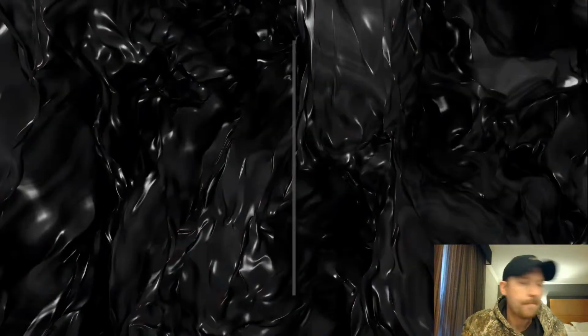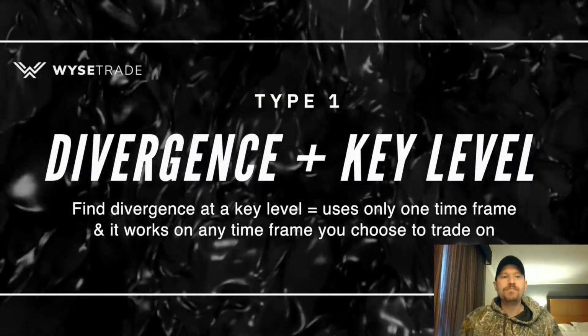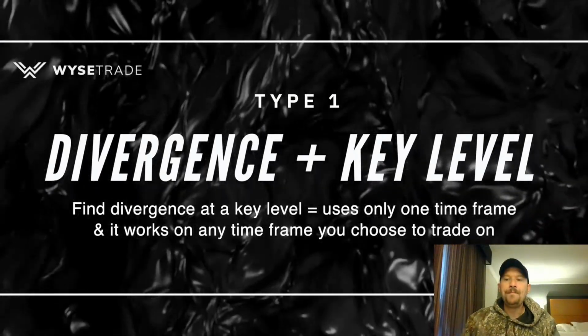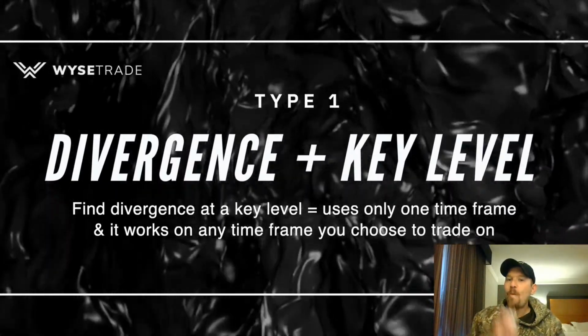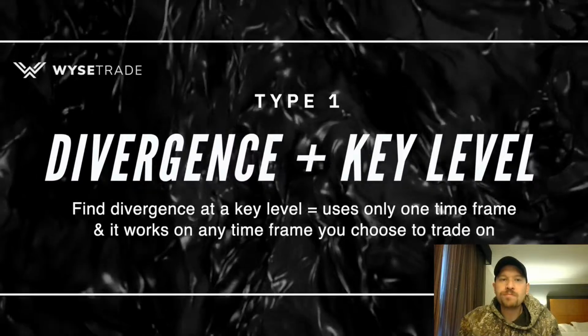So let's start with type 1, which is divergence forming at a key level or area. Again, type 1 involves using only one time frame. Also, you can find these setups on any time frame you choose to trade with.